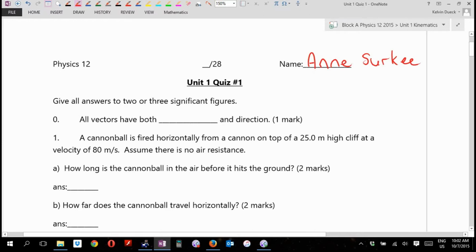Explain it to Quinn. All vectors have both magnitude and direction. Answer key. Okay, I got it.